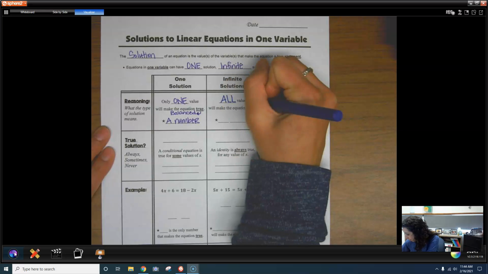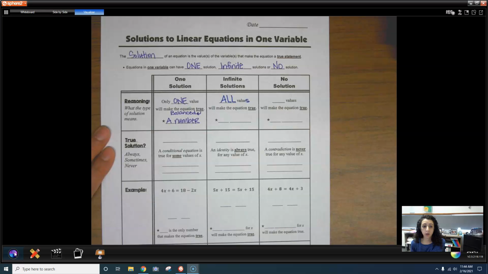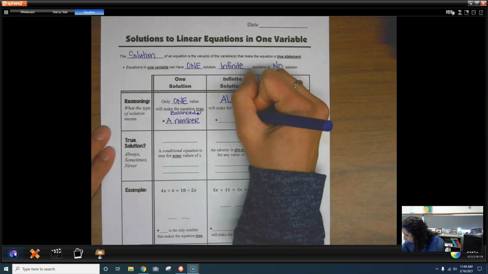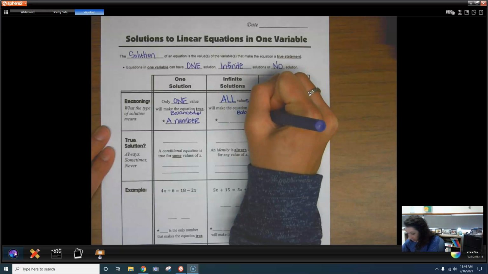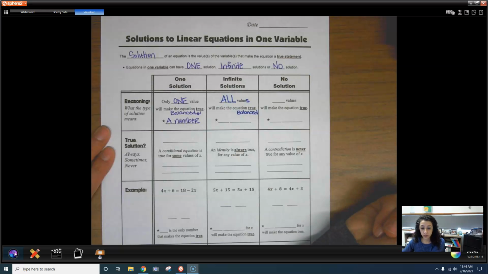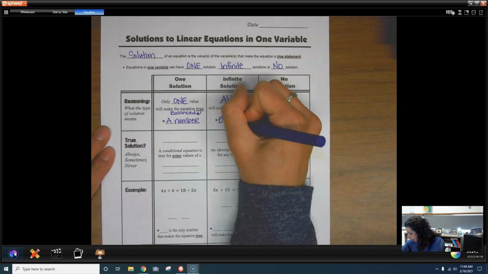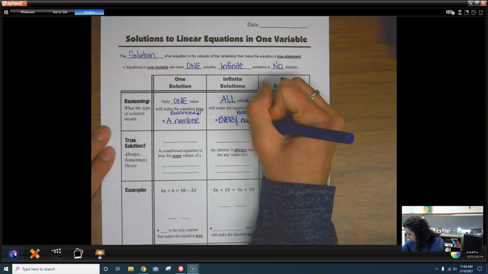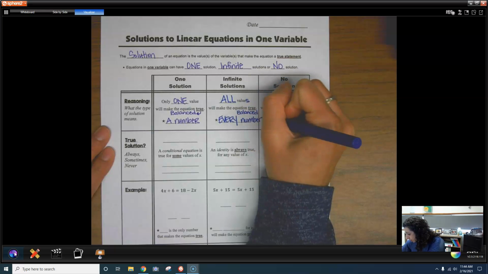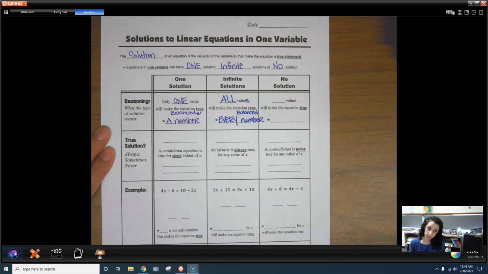Infinite solutions is when all values will make the equation true, or again, true means balanced. Okay, and all values means every number. So decimals, fractions, whole numbers, positives, negatives, every number will make it balanced. And you're thinking, when would that happen? We haven't learned those types of equations yet, but we're going to.